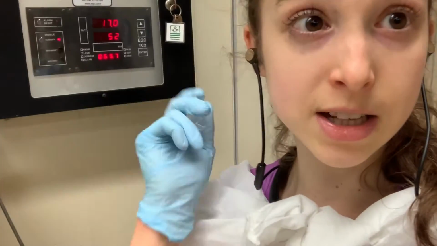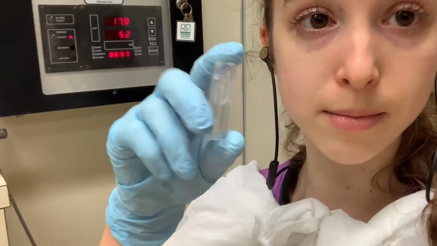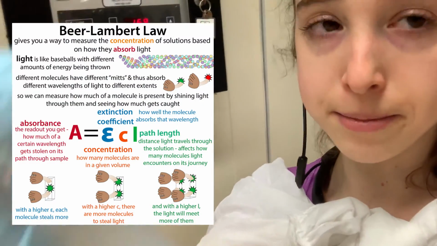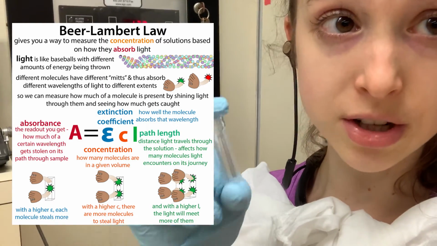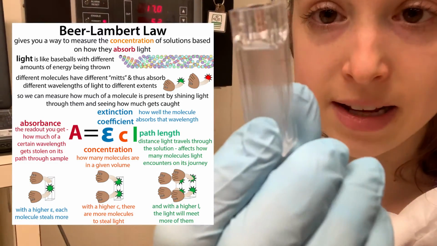Basically, Beer's law says that the absorbance, so how much light makes it through, or how much light doesn't make it through, depends on the concentration of the thing, the extinction coefficient of the thing, and the path length, so how far the light has to travel.